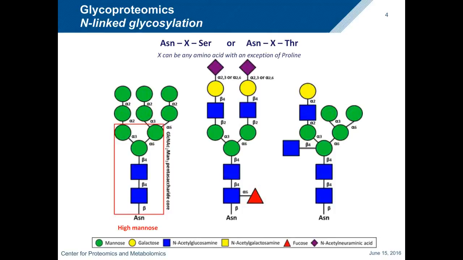Then the middle one is a little bit more complex, so we have more different monosaccharides attached. We can have a core fucose, for example, and in this case, we call it a complex glycopeptide. We can also have something in between, where one antenna is mainly high mannose and the other one is complex. That means that we have a hybrid type. And these are 3 different glycotypes that we can have with N-linked glycosylation.